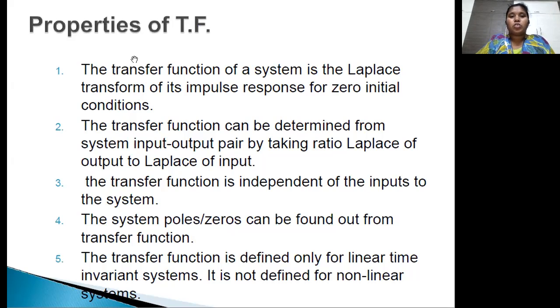And coming to the transfer function properties, it transforms its impulse response with 0 initial conditions. And the transfer function can be determined from the system input output pair by taking the ratio of the Laplace transform of output to the Laplace transform of input. So these are the properties of the transfer function.